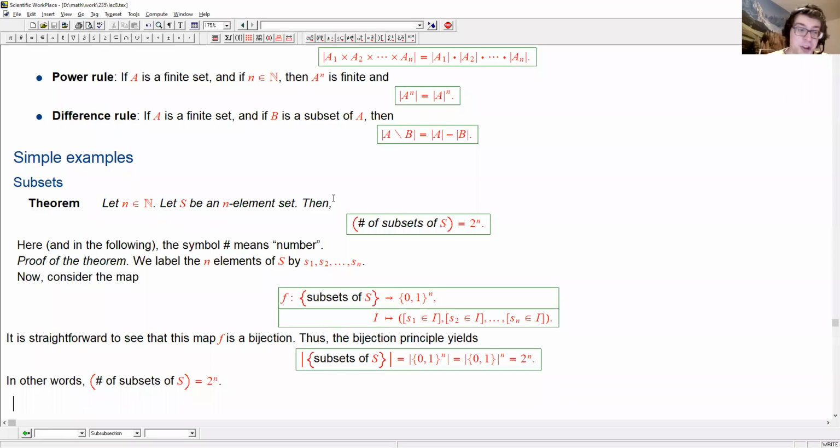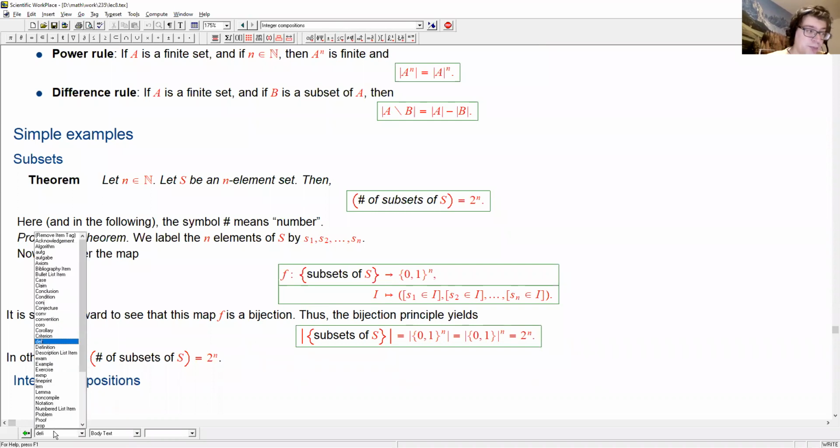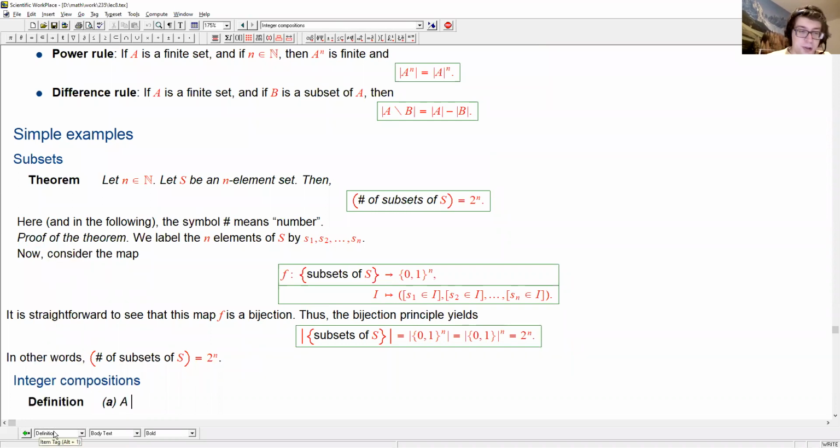Next, let us count integer compositions. What is an integer composition? A composition, or integer composition. We are going to say composition without the integer, but there are other kinds of compositions too. So this has nothing to do with the composition of functions.